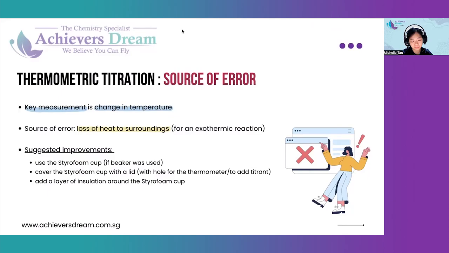So if only a beaker was used, if we use a beaker to add our analyte, then you can use a styrofoam cup, because a styrofoam cup, as we know, is more insulated. Styrofoam is a better insulating material as compared to the glass of a beaker. Or if you are already using a styrofoam cup, what we can then do to add further insulation is to cover the styrofoam cup with a lid with a small hole at the top for the thermometer or for us to add the titration to.